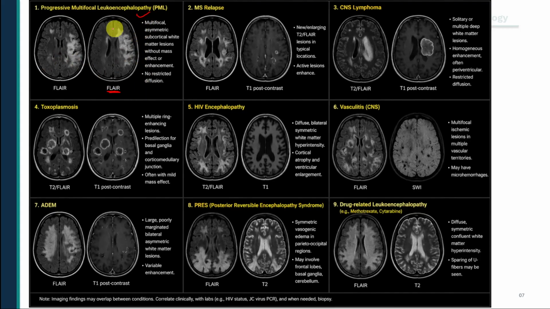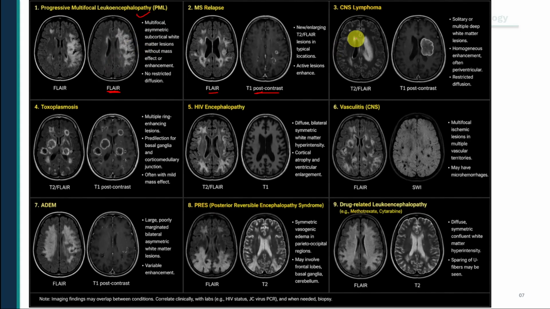Do not confuse this with an MS relapse. In multiple sclerosis, the lesions are usually in typical locations: periventricular, juxtacortical, infratentorial, or spinal cord. They are often ovoid, and active lesions may enhance after contrast. The MRCP trap is a patient on natalizumab with new neurological symptoms. That may not be an ordinary MS relapse. It may be natalizumab-associated PML, so the MRI pattern and clinical course matter.